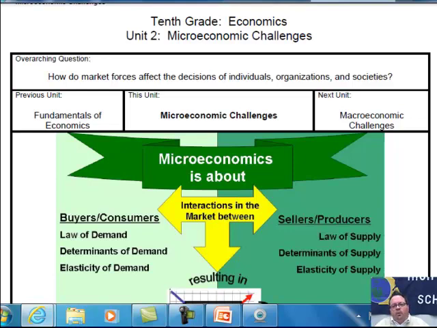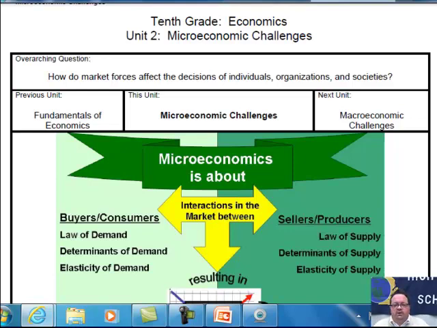This is the introduction for Unit 2, Microeconomics. So I want to take you through the title page real quick and show you what this unit is all about. The first thing we need to look at is our overarching question, which is, how do market forces affect the decisions of individuals, organizations, and societies? So what we're looking at is how markets, basically supply and demand, affect us as people, organizations, businesses, and societies.